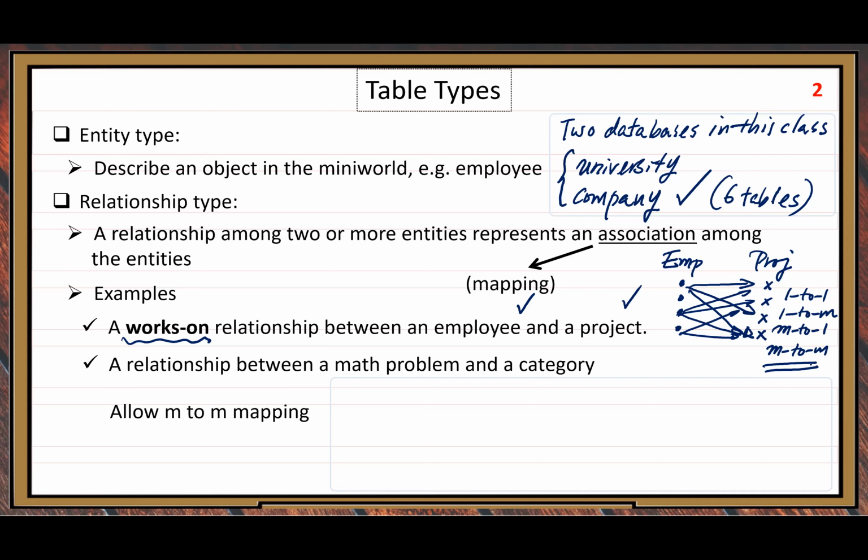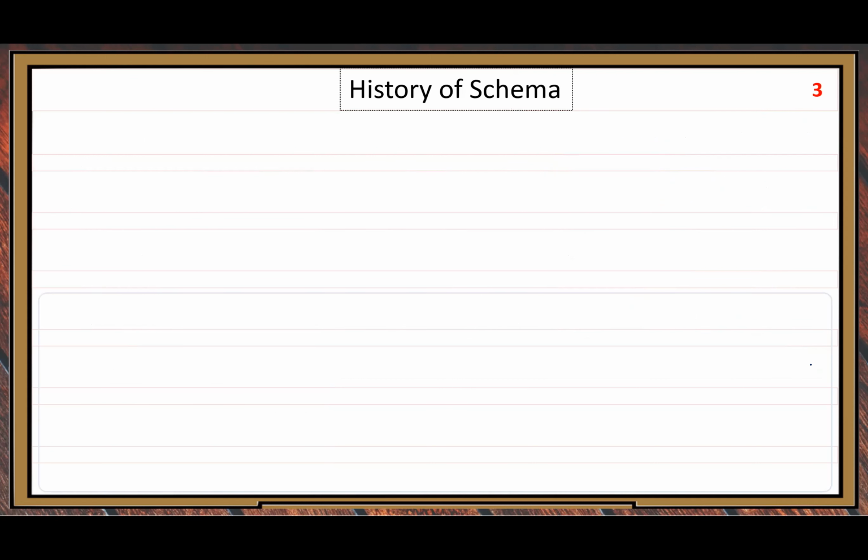We allow m to n mapping, because in our business world, we have m to n mapping frequently. So the basic idea is, if you have certain things that are important in the business world, you need to have the same description in your SQL language. All right. History of schema.